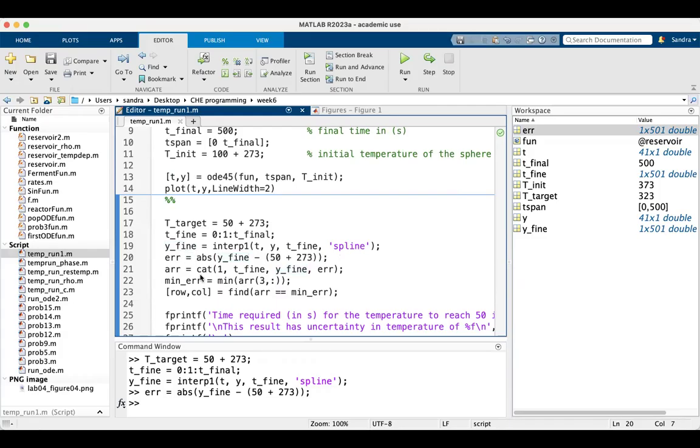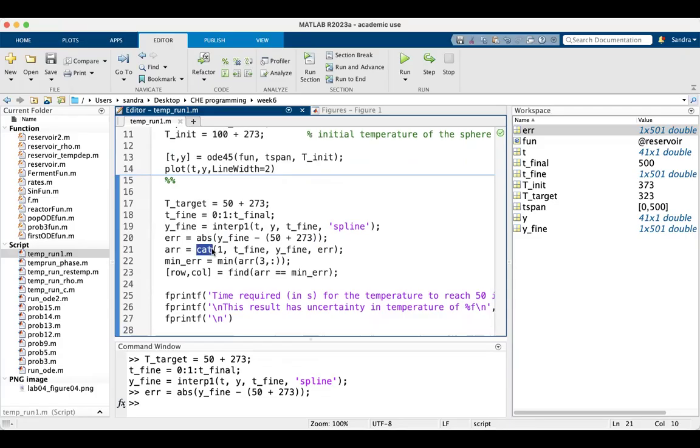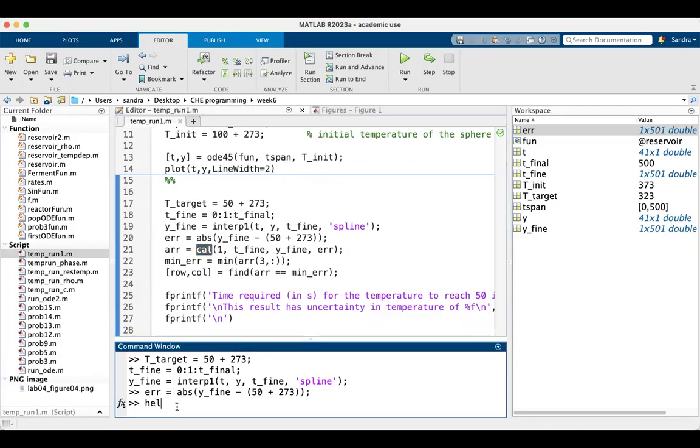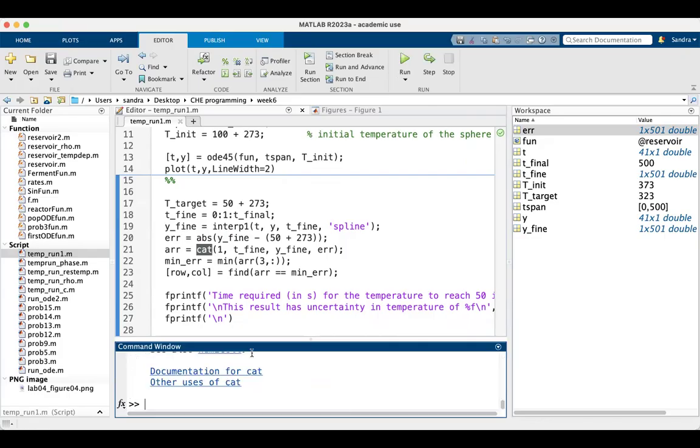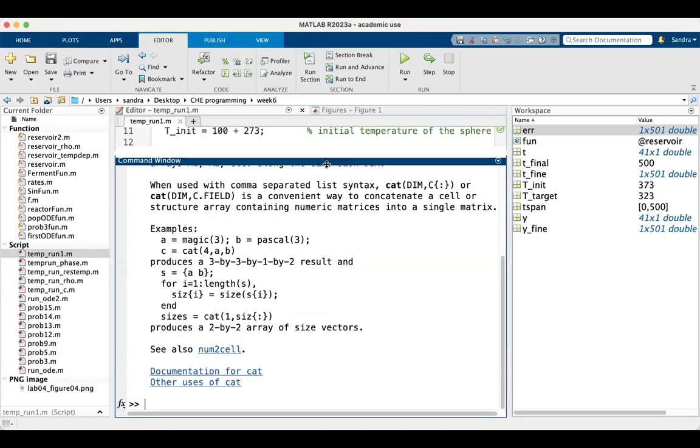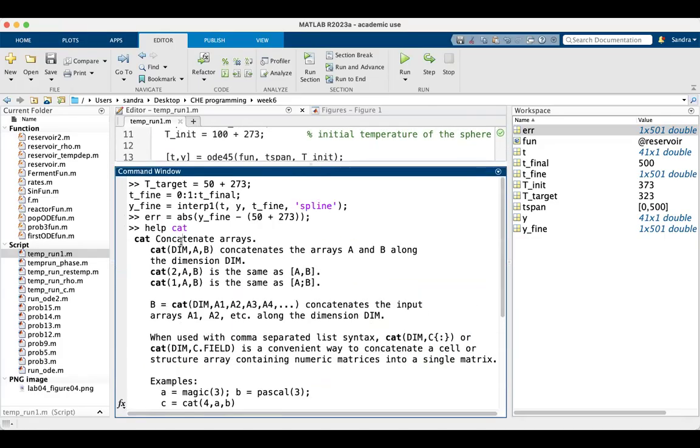Now we'll concatenate. Cat means concatenate. So I'll just show you help cat. This is the syntax: you give the dimension, then a comma, a, comma, b. It basically concatenates the arrays a and b along the dimension dim. If you give cat 2, you get a and b as columns. If you give cat 1, a, b, you get different rows: a is one row and b will be the next row.